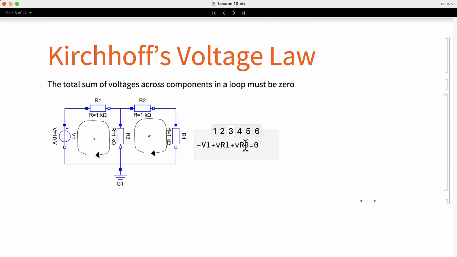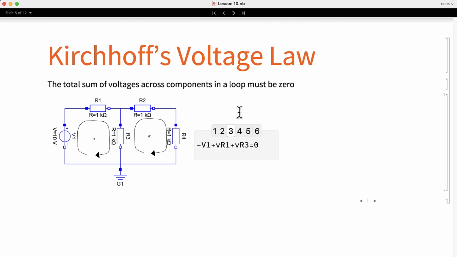I will repeat the process one more time. We start going through the loop. First, we find voltage 1. And we enter the negative pin, therefore we write its voltage as negative. Resistor 1, we enter the positive, and resistor 3, we enter the positive as well, and we write those two terms as positive. With that, we have completed writing the equation for the first loop.